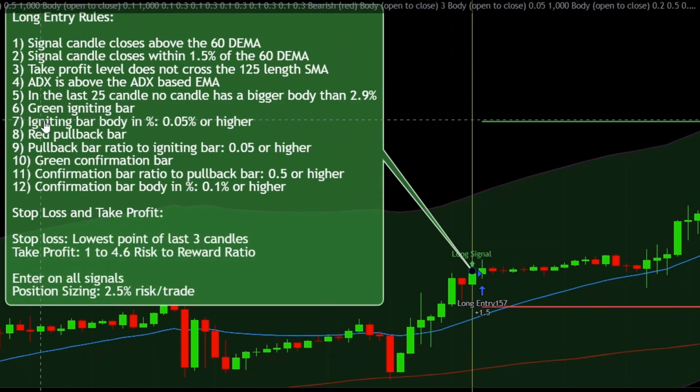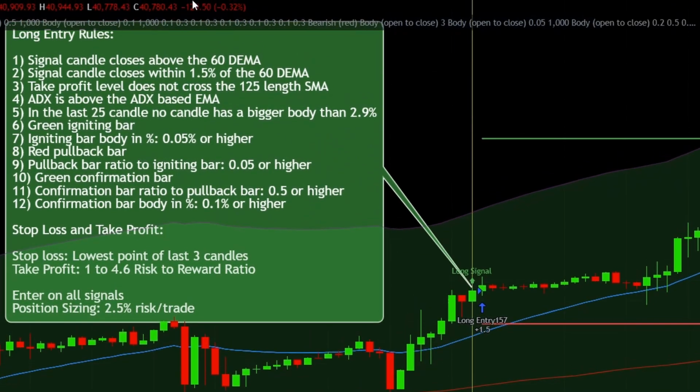Moving on to the 6th rule, we need a green igniting bar. The igniting bar is the first bar out of the 3-bar pattern, and as this is the signal candle or the confirmation bar, this will be our pullback bar and this is our igniting bar. Obviously, it is green. Next up, the igniting bar body in percentage needs to be 0.05% or higher. It's simple to check. Up here you will always see how big the candle body you are currently pointing on is. So let's check. It is 0.31%, so it is bigger than 0.05%.